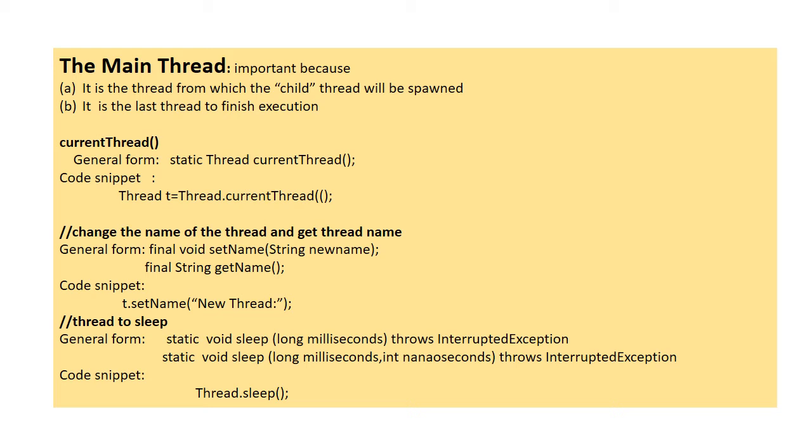Although the main thread is created automatically when your program is started, it can be controlled through a Thread object. To do so, you must obtain a reference to it by calling the method currentThread, which is a public static member of the Thread class. Its general form is static Thread currentThread. This method returns a reference to the thread in which it is called. Once you have a reference to the main thread, you can control it just like any other thread.